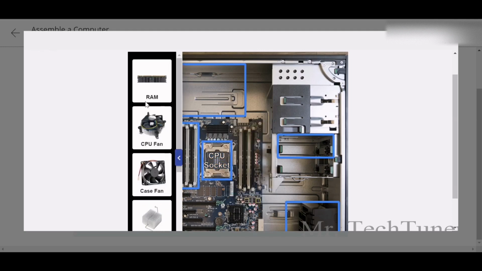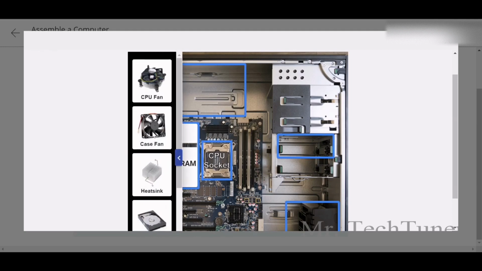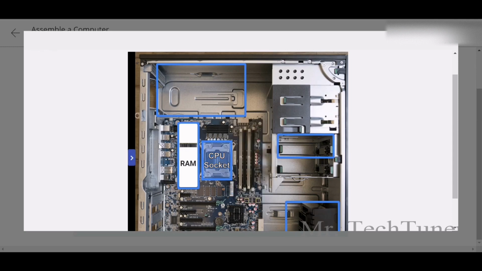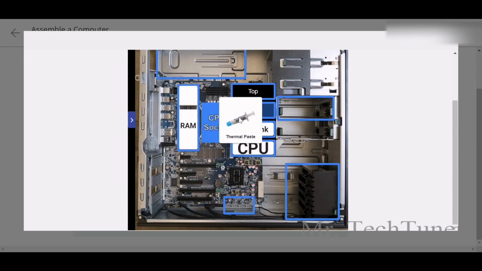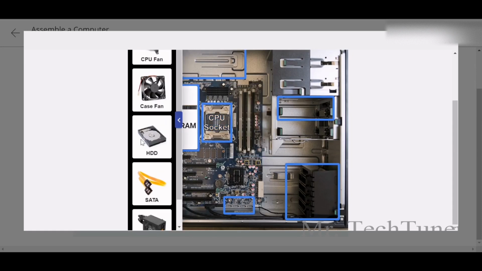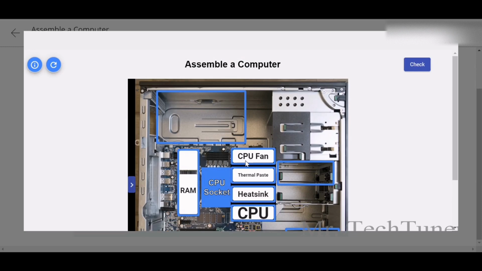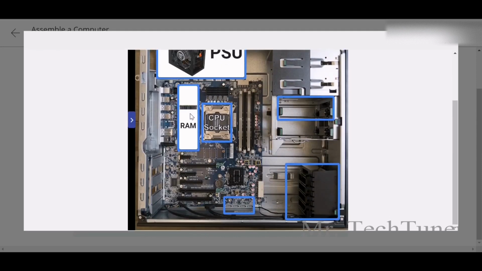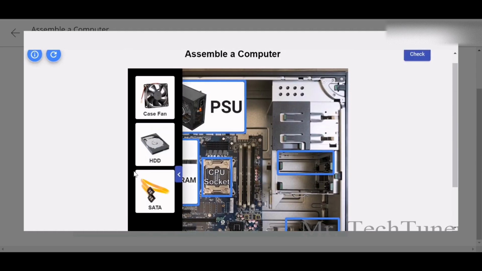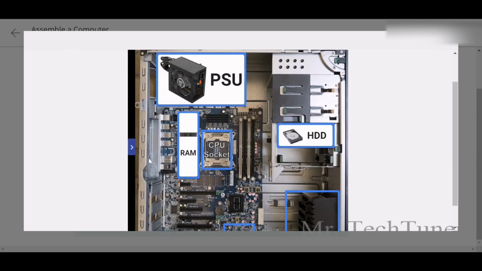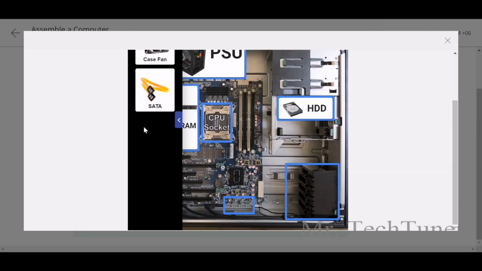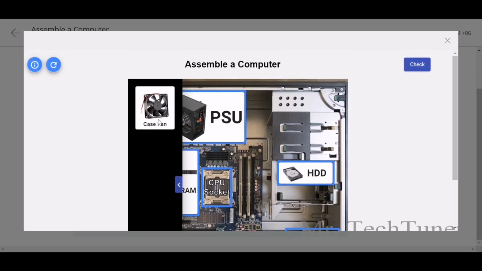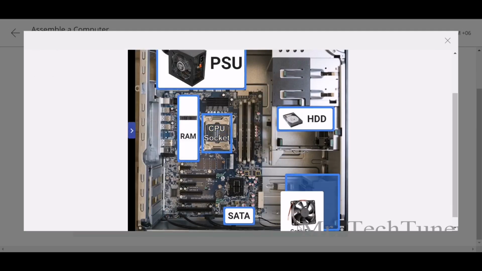So we placed our CPU. Then we need RAM, we already placed it. And then the heat sink, and then where is the thermal paste? We need to put some thermal paste. And then where is the fan? The CPU fan will be at the top of it. Next, where is our PSU? Power supply unit will be there. Our hard disk drive will be here, and then the SATA cable. Also the case fan will be here.